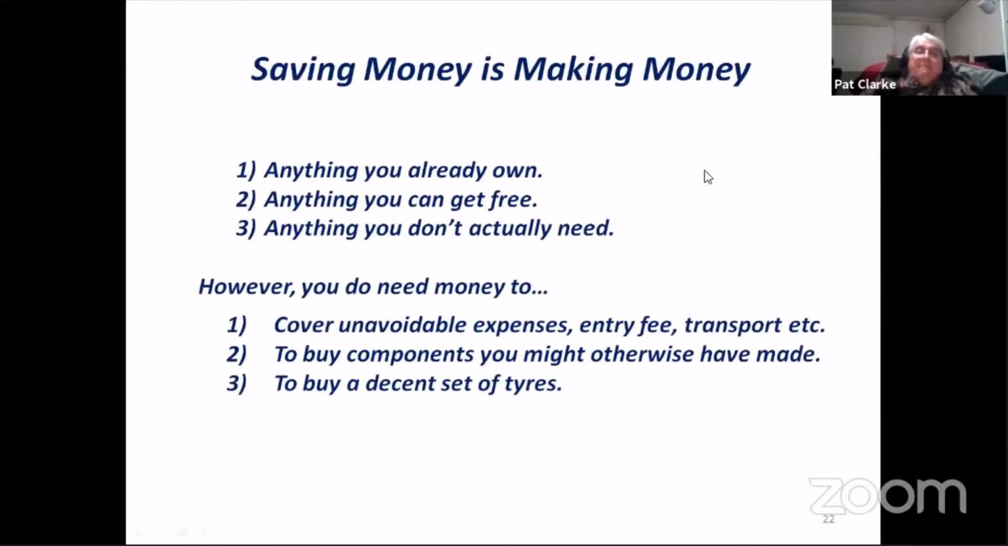Okay. I've said here that saving money is making money. Anything you already own, anything you can get for free, or anything you don't need, you don't basically need to spend money on. However, you do need money to cover things like unavoidable expenses such as entry fee, transport, and all that sort of stuff. You do need money to buy components that you might otherwise have made, and you do need to buy a decent set of tires.